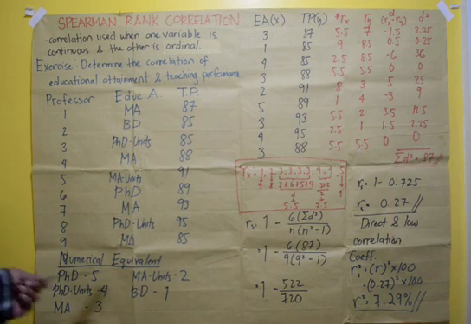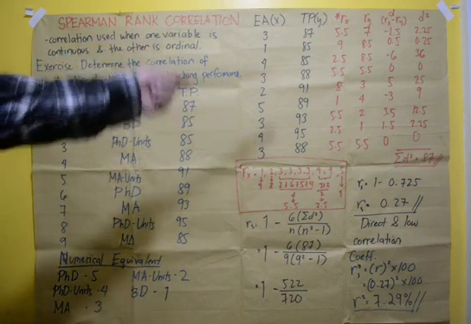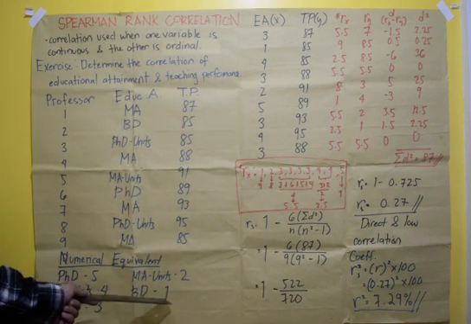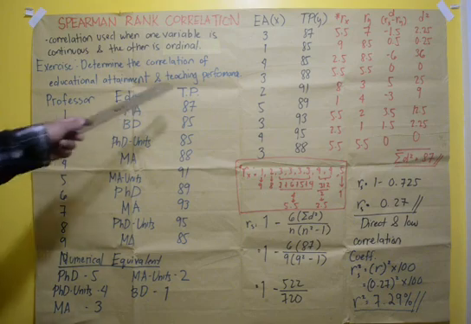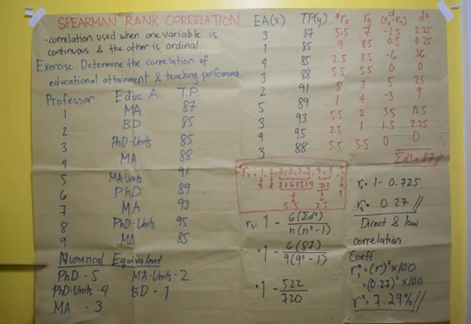So we now put the numerical equivalent for the sake of the computation. So bachelor's degree is 1, MA units 2, MA 3, PhD units 4, then a PhD holder will get 5. So you could now practice putting numerical values. Then we have your teaching performance. There are tools by your respective universities or colleges for evaluating their faculty members. In this case, there were 9 respondents who were selected. Then we attempt to know if there is a correlation between educational attainment and teaching performance.